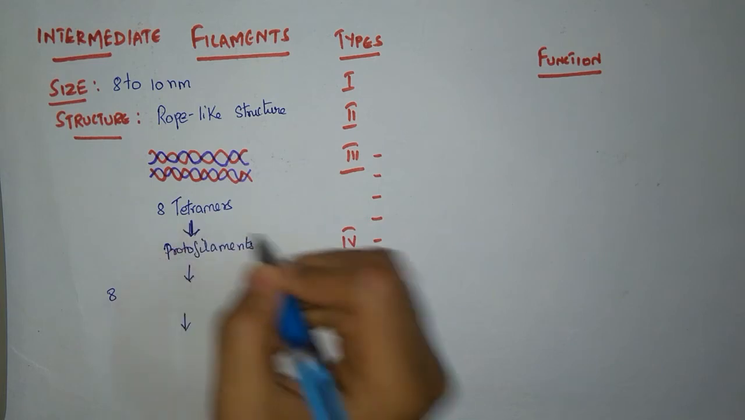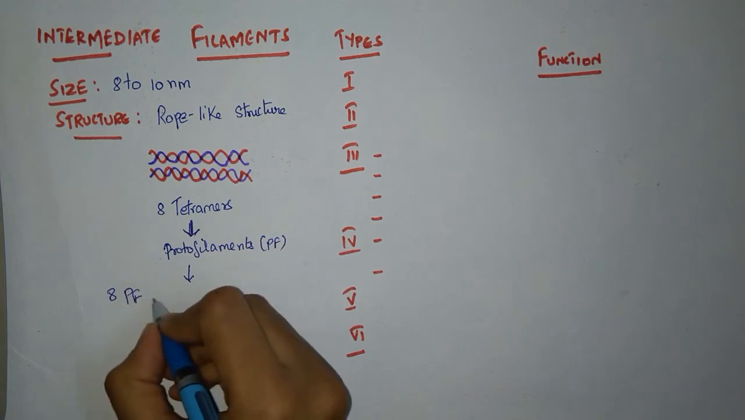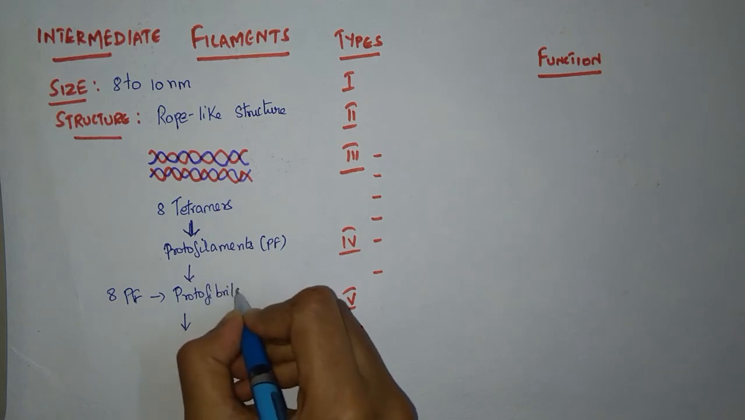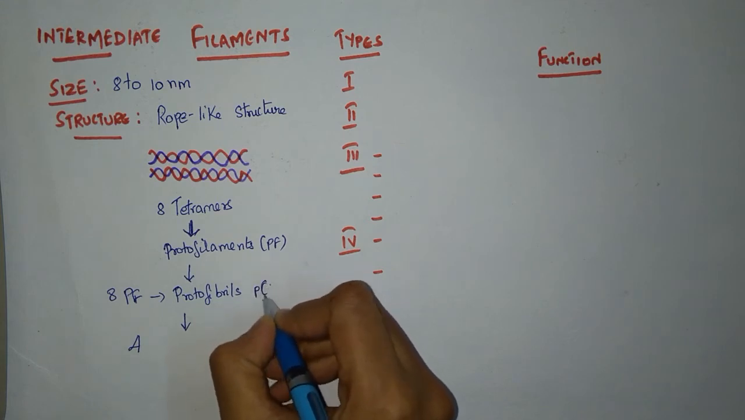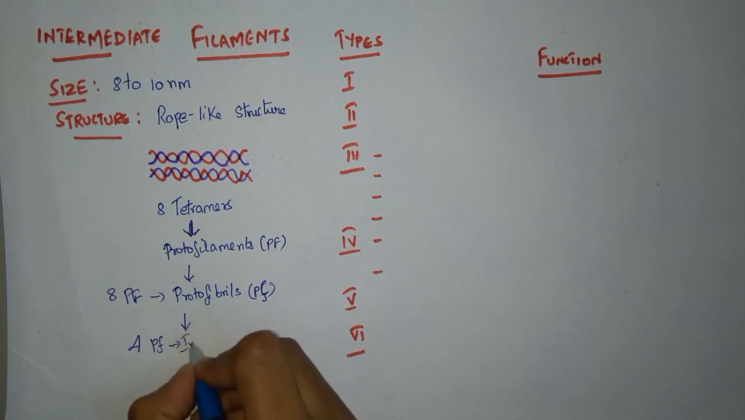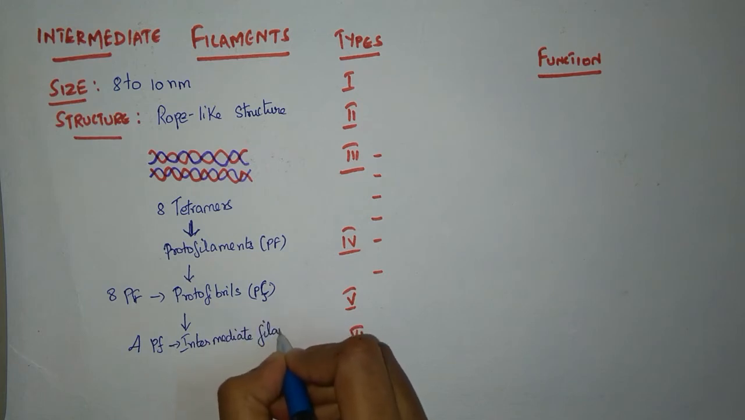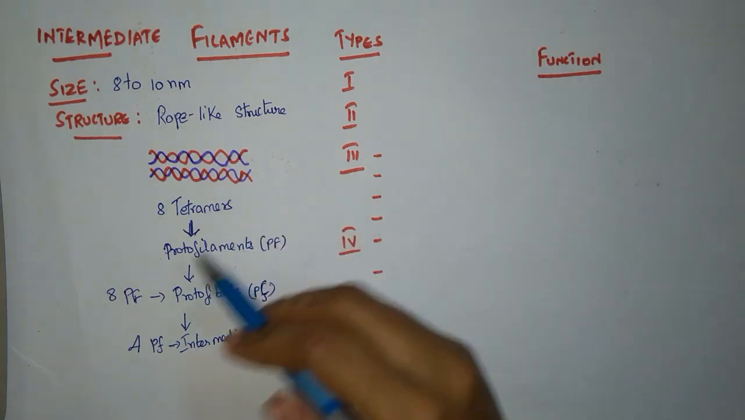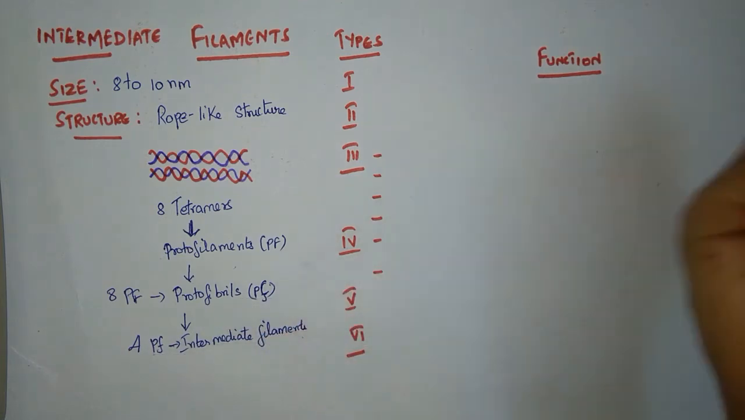8 tetramers join together and form the protofilaments. 8 protofilaments form the protofibrils, and 4 protofibrils together then form the intermediate filaments. I repeat, first tetramers are formed, 8 tetramers then form the protofilaments, 8 protofilaments form the protofibrils, 4 protofibrils then form the intermediate filaments.